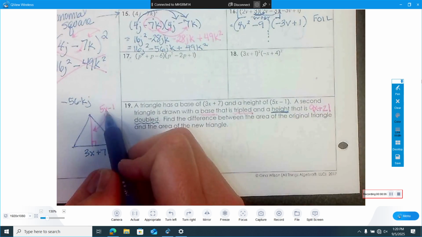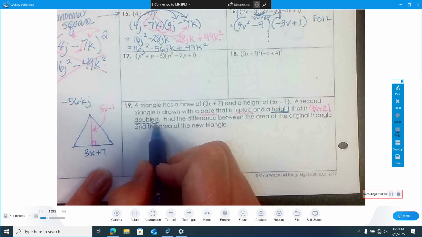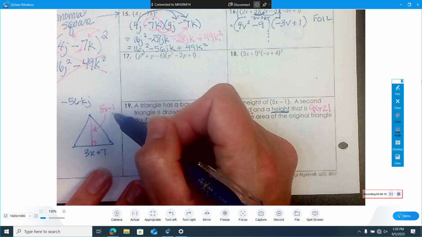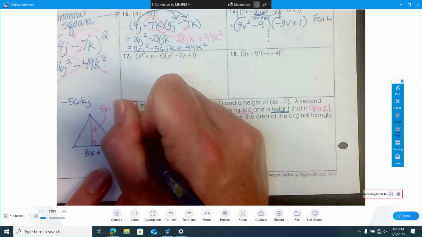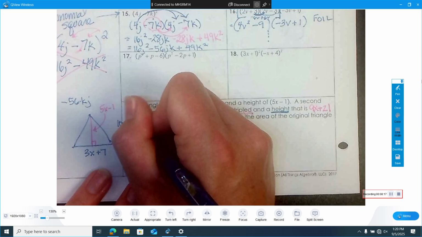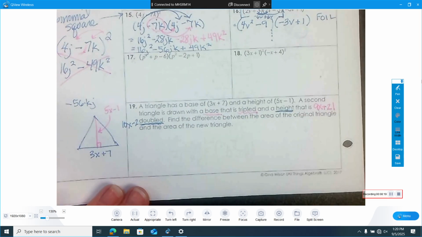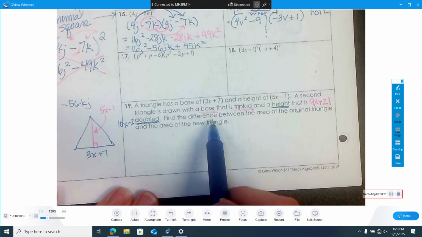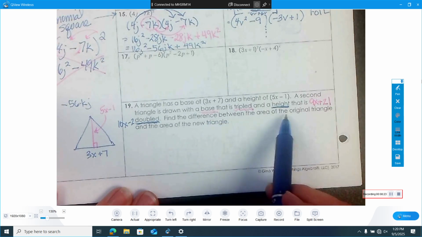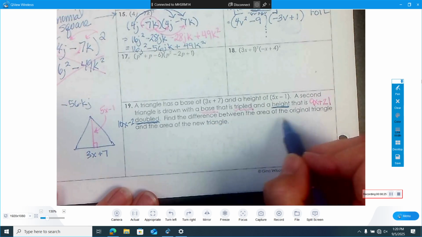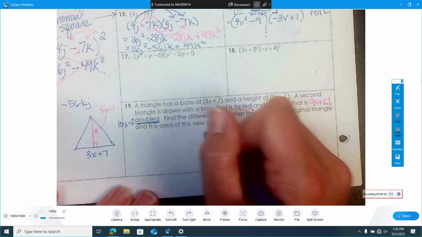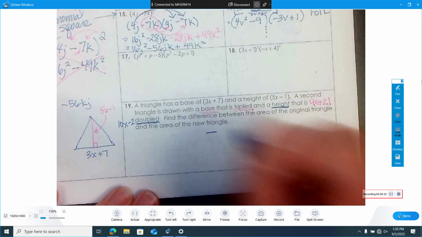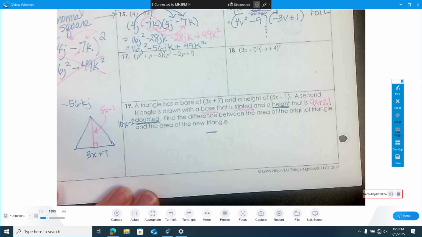So here was the height. A height that is doubled. So if I take that height and double it, what do you get? 10x minus 2. All right. Okay. So then it says find the difference between the area of the original and the area of the new. So our goal is to find the difference between the area of the original and the area of the new.